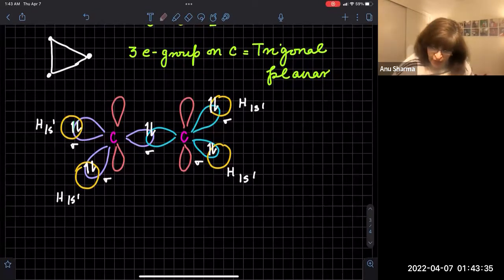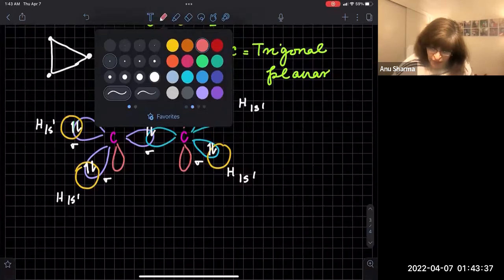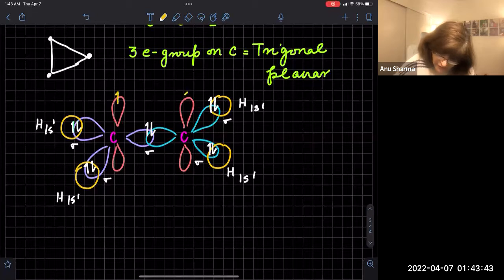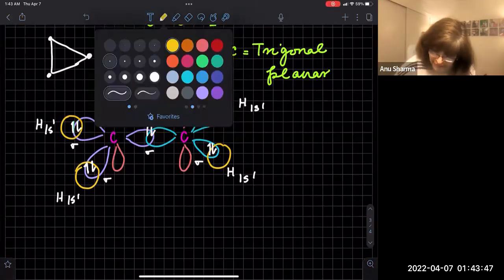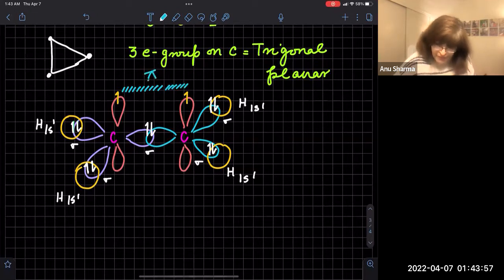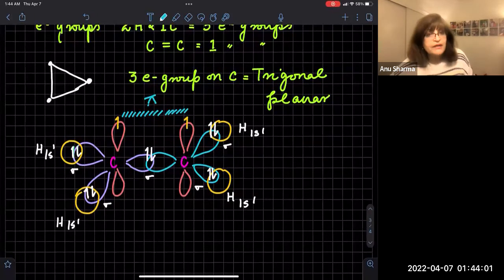You can draw either up or down. It doesn't matter. Whichever side you draw, just make sure that you show the overlap on that side. So these two are forming the bond, and that bond is the pi bond. This is the sideways overlap, and that is the pi bond. That is the part of the double bond.